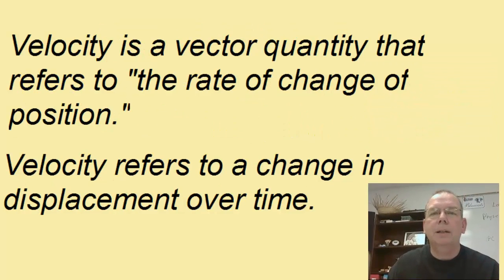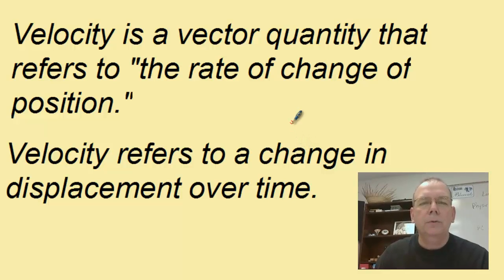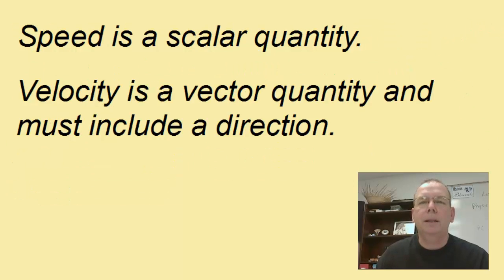Now, what about velocity? Velocity is a vector quantity, and it refers to the rate of change of position. So velocity refers to a change in displacement over time. As we think about velocity, let's remember what this word displacement meant. That was that change in position. So let's look at that a little bit further and see what we can see about that.